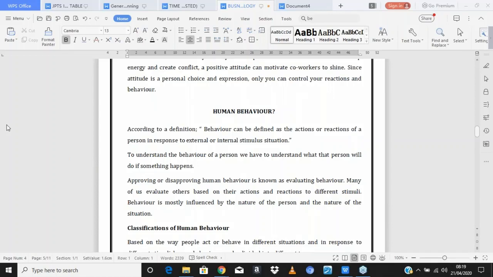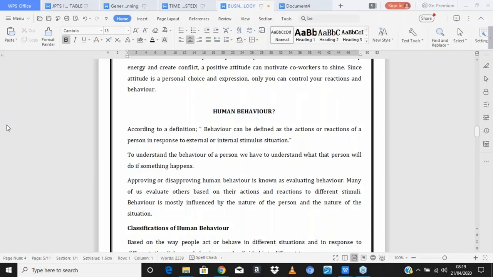A behavior can be defined as an action or a reaction of a person in response to something that is external. So if somebody says something to me and I get angry, or you get angry and you slap the person because he said something to you, you have exhibited a behavior. You have acted in a way. So that action you put up is called a behavior.